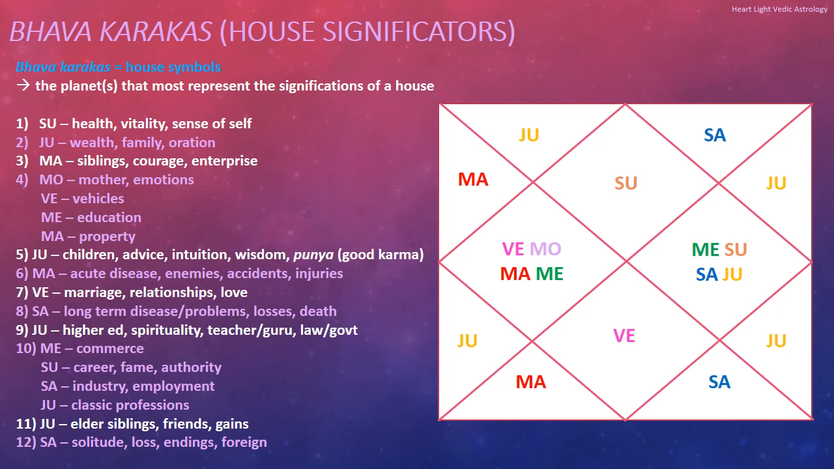Bhava Karakas are also known as house significators. Bhava means house and Karaka means symbol. So essentially what you're doing is analyzing the planet or planets that most represent the significations of a house to get more information about what the house is going to potentially produce.